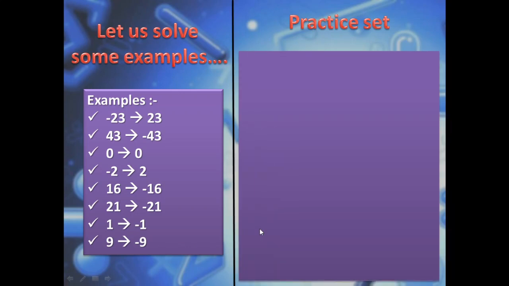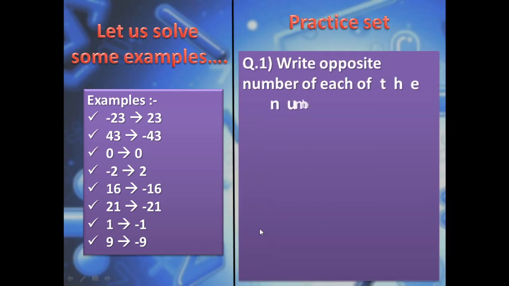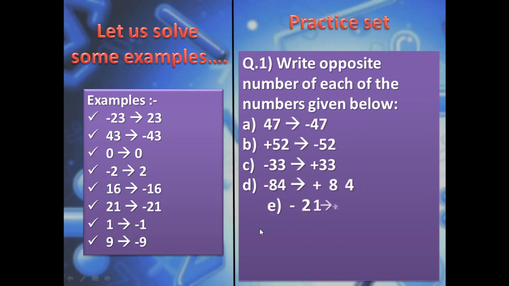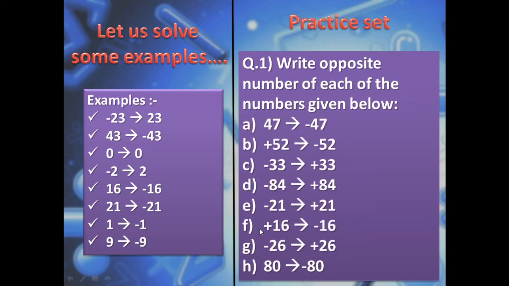Now coming to your practice set, based on the same opposite numbers, write the opposite numbers of each of the following numbers given below. 47 is negative 47, plus 52 is negative 52, minus 33 is plus 33, negative 84 is positive 84, negative 21 is plus 21, plus 16 is negative 16, negative 26 is positive 26, 80 is negative 80. Children, you can find here same numbers are given on either side, only the difference is the sign.